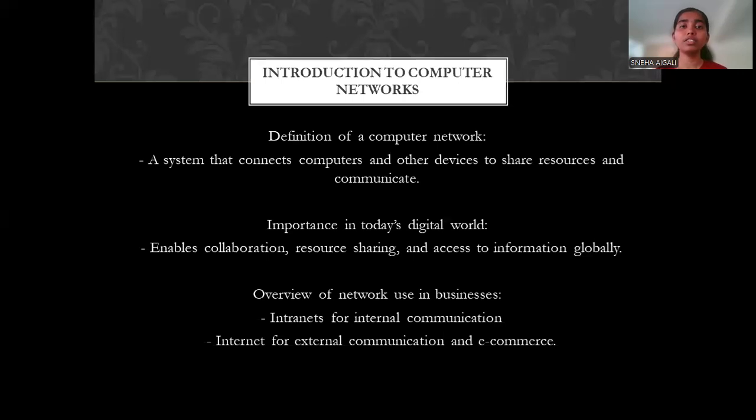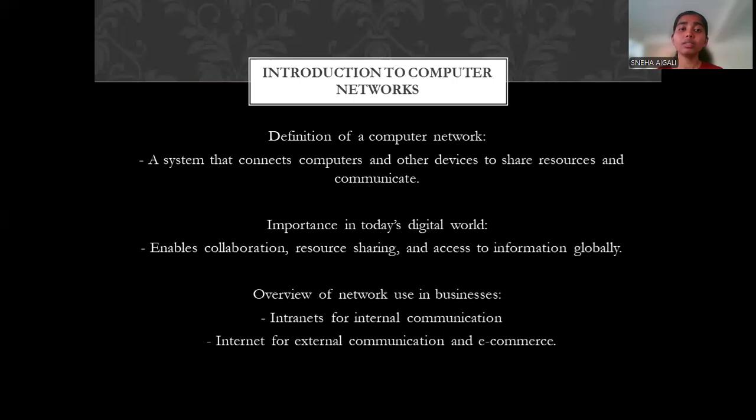First off, we have Introduction to Computer Networks. So how does the definition of computer network go? The definition of computer network says that it is a system which connects computers and other devices to share resources and hence communicate. So a computer network is the one which helps in connecting multiple computer systems as well as other devices in order to share some resources, data, and maintain the communication.